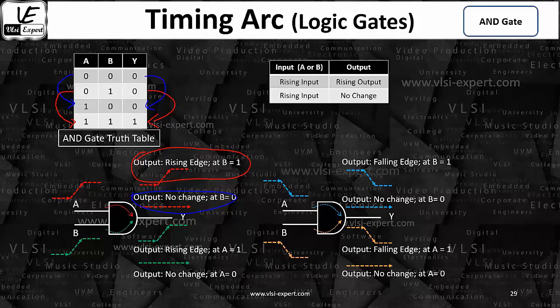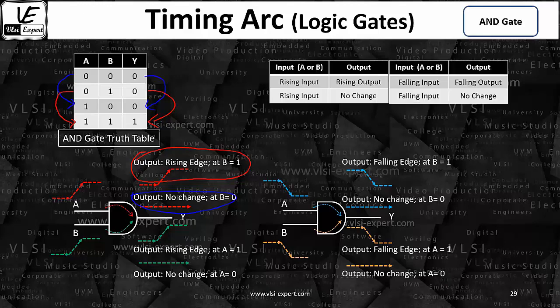If on any of the input pins A and B you apply a rising input, then you can get either the rising output or there will be no change in the output. Similarly, I can make a comment also: if you give a falling input, then you will either get a falling output or there is no change in the output.